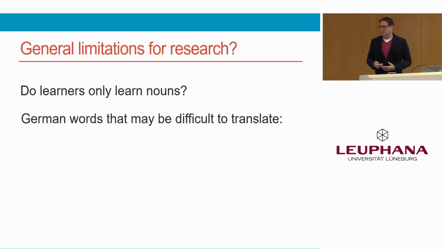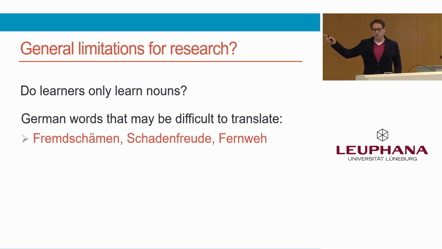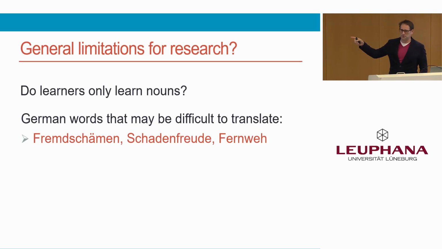There are other words that could be very difficult to translate, and possibly those are words that are more abstract. So I could only think of 3, but maybe you have more. Those are the ones that I came up with. And we just had Fremdschämen when we talked earlier, right? Now, I have no idea how to translate these into English. And what you usually have to do is somehow describe them in more words, right? But there's no one-to-one mapping. So that can be tricky for experimental research, because how are you going to deal with these?